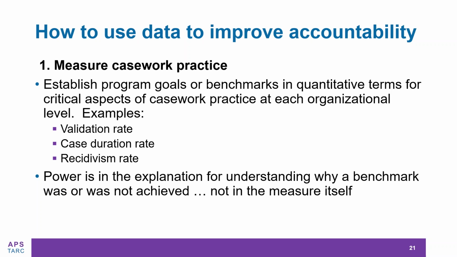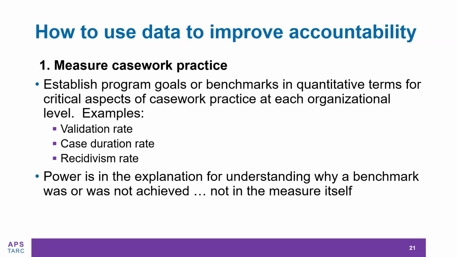expectations for your practice. So 3 examples are provided here, and there are many others that you could use, but they are validation rate, case duration rate, and recidivism rate. Validation, also called confirmation or substantiation rate, measures perhaps the key decision in an APS case. Case duration helps us to understand several important aspects of practice, not just the efficiency of the casework, but the effectiveness of the casework, if you believe that shorter durations are correlated with better casework. Recidivism, also called revictimization often, helps us understand our effectiveness.